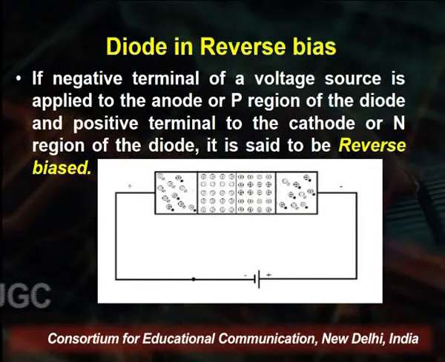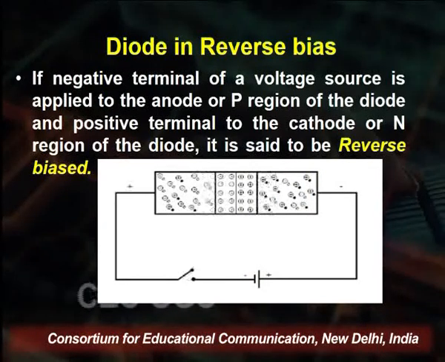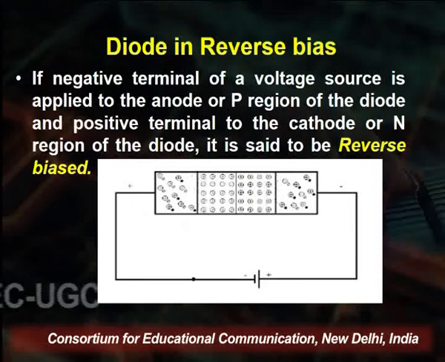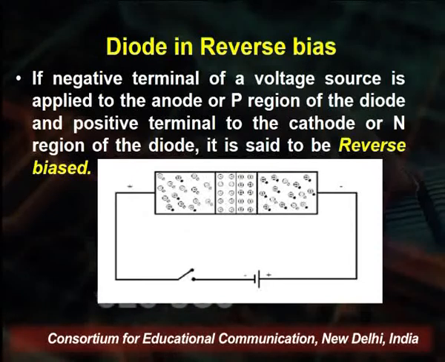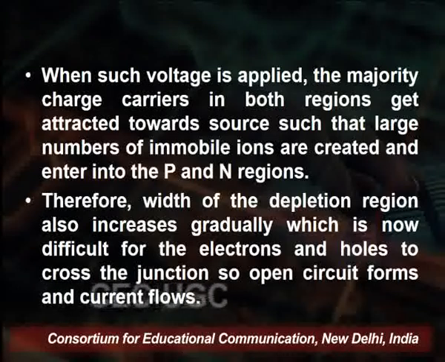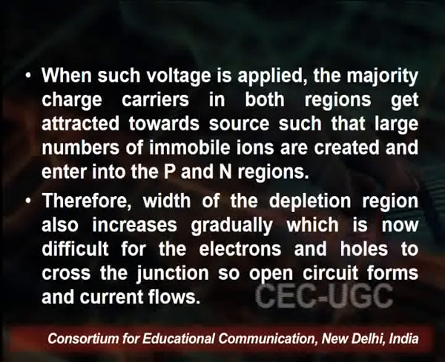Next is the reverse bias, where the opposite terminals are attached, meaning positive attached with negative and negative attached with positive. If the negative terminal of the voltage source is applied to the anode or the P region of the diode, and the positive terminal to the cathode or the N region, then it is said to be reverse biasing. When such voltage is applied, the majority charge carriers in both regions get attracted towards the source, such that a large number of immobile ions are created and enter into the P and N region. Therefore, the width of the depletion layer increases gradually.